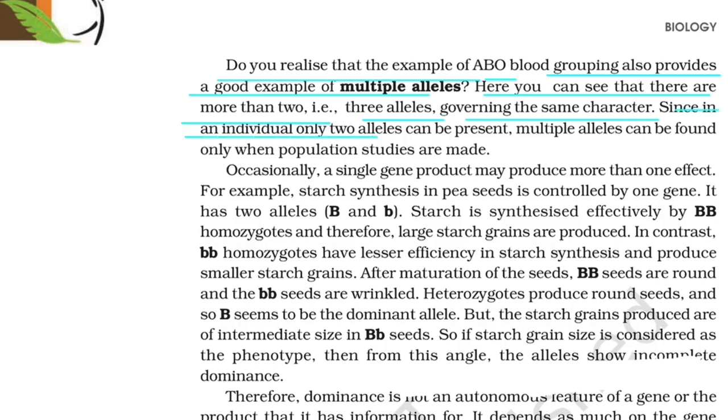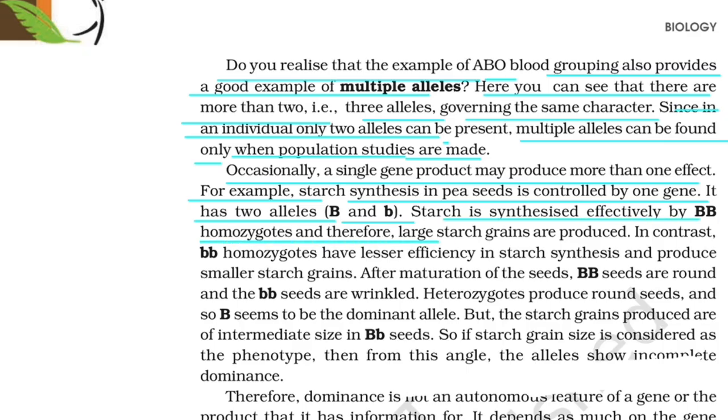Since in an individual only two alleles can be present, multiple alleles can be found only when population studies are made. Occasionally, a single gene product may produce more than one effect. For example, starch synthesis in pea seeds is controlled by one gene. It has two alleles, B and b. Starch is synthesized effectively by BB homozygotes, and therefore large starch grains are produced. In contrast, bb homozygotes have lesser efficiency in starch synthesis and produce smaller starch grains.